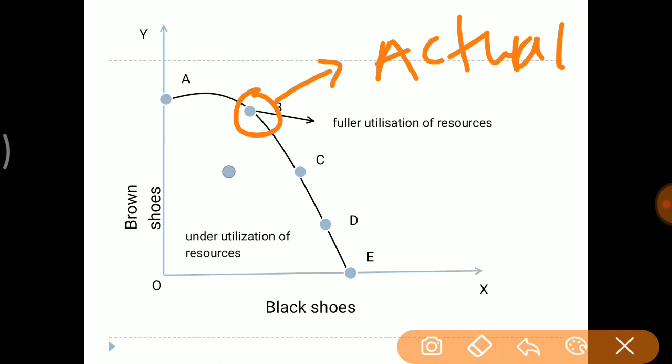But if the resources are not fully utilized or efficient technology is not being used, there may be chances that you are not able to achieve your potential level. Your actual level may be lying under the PPC, which shows underutilization of resources.